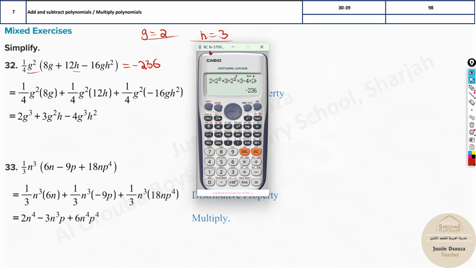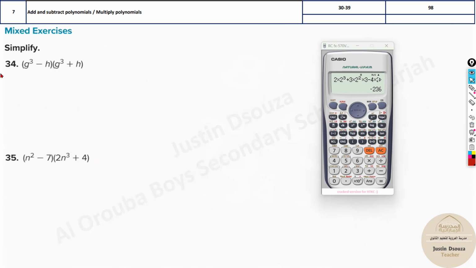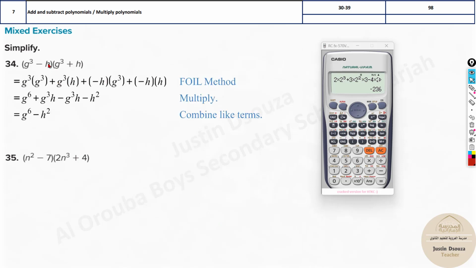But my suggestion would be just do the distributive properties and solve it by yourself, because that won't take much time over here. Same thing here. You can just start multiplying by yourselves. See, now here, let me just iterate. There are a few formulas as well. Now, what is done over here? FOIL method. This times this and this. Yes, they have done the FOIL method and done.